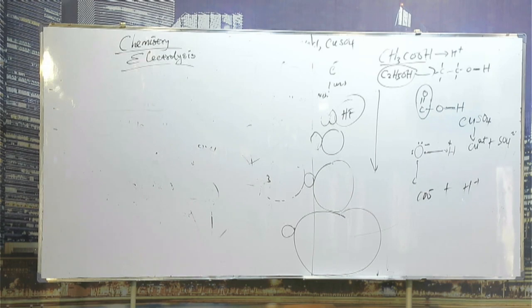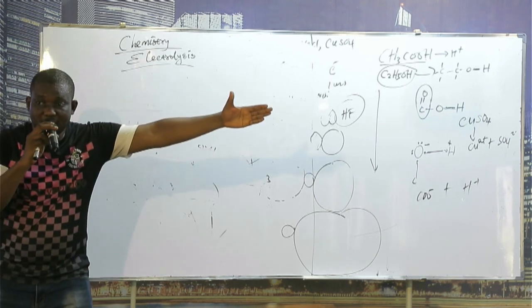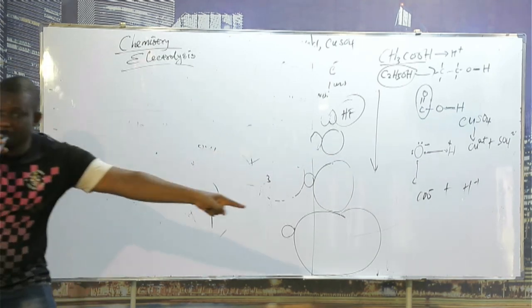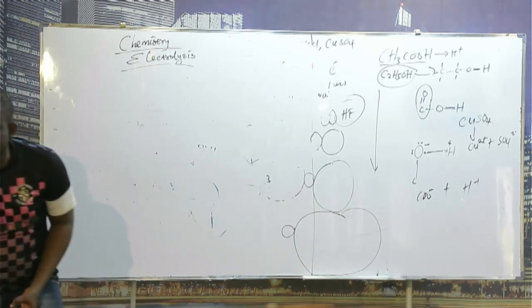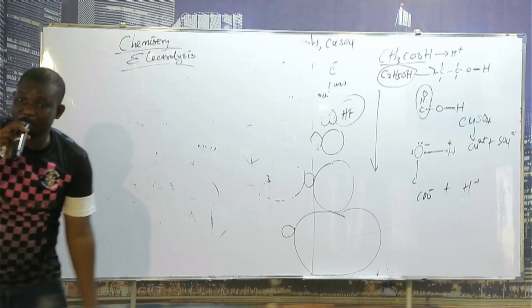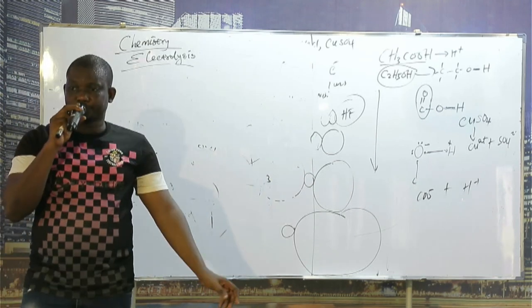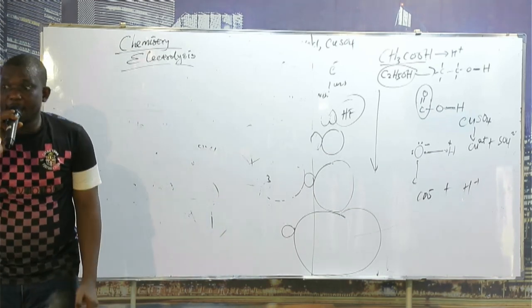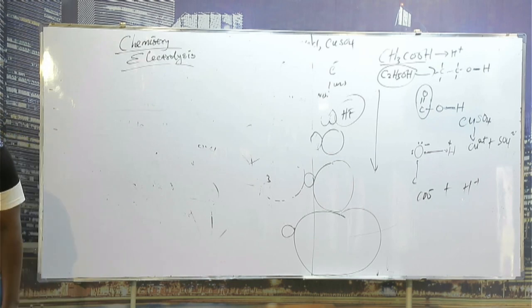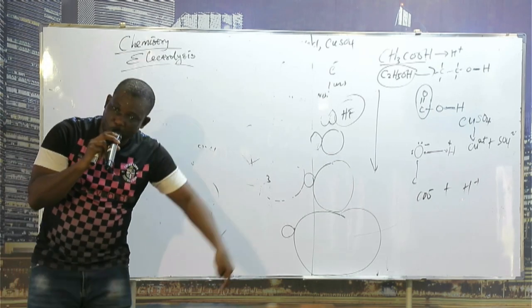A process whereby you set up your apparatus, and you bring something like a generator, so that you pass a direct current. If you define it without putting a process, it's wrong. A chemical process which does what? Splits. That splitting means decomposition. That is electrolysis. And every electrolysis reaction occurs in an electrolytic cell.